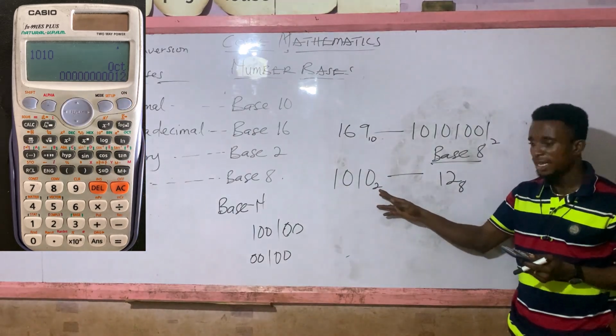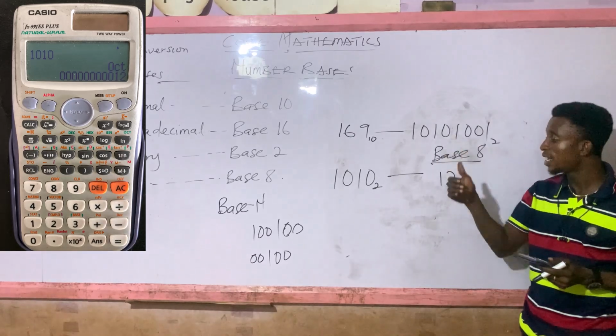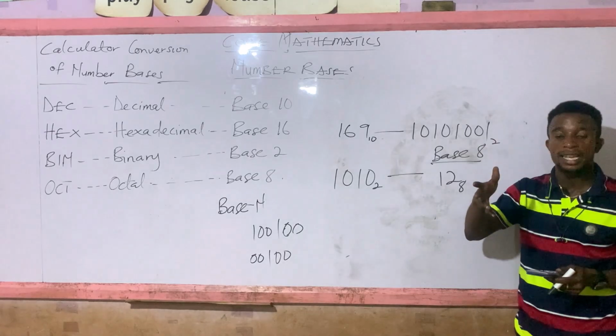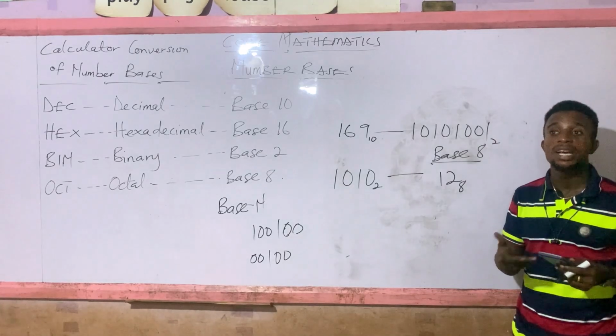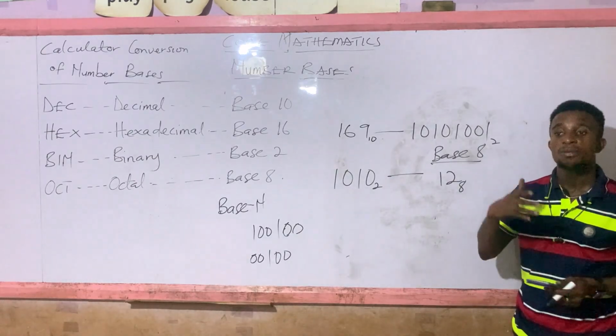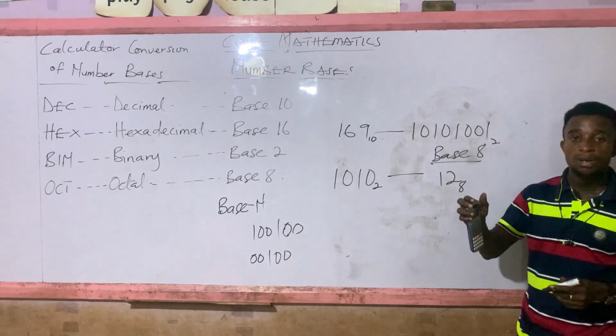So I put this in binary, which is the bin. Then I click on oct, meaning I want to convert to base 8. If it is base 10, then I'll click on dec. Are we getting that? That is how to convert between other bases too. It's the same as how to convert from base 10 to other bases, or other bases to base 10, on the calculator. Please, do we get that?